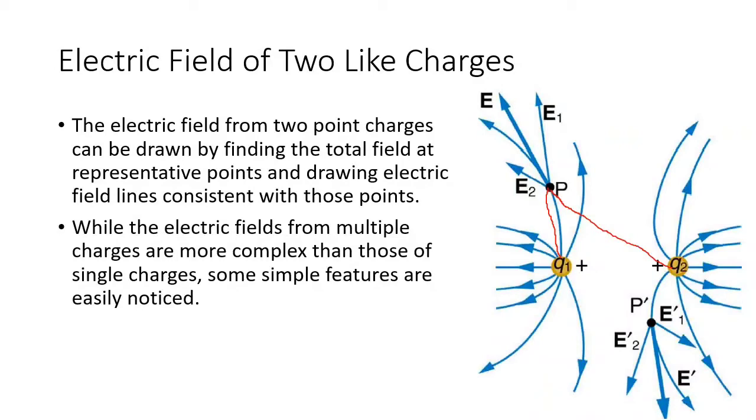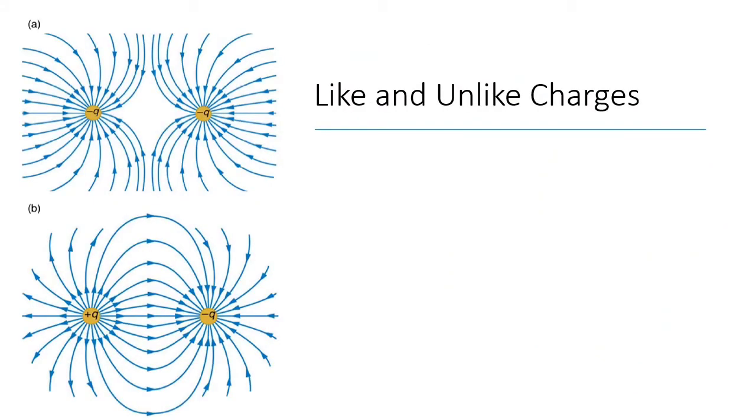While the electric fields from multiple charges are more complex than those of single charges, some simple features are easily noticed. For example, like and unlike charges. Since like charges repel, you'll notice there's an empty space between the two of them because of the conflicting field lines. Whereas the two charges that are unlike, I should say, they attract each other, so the field lines are pretty consistent.